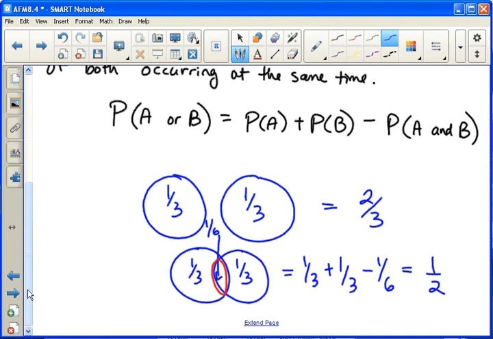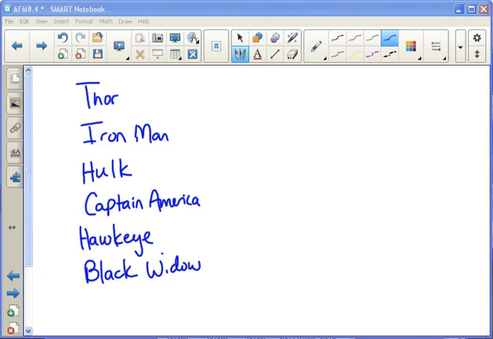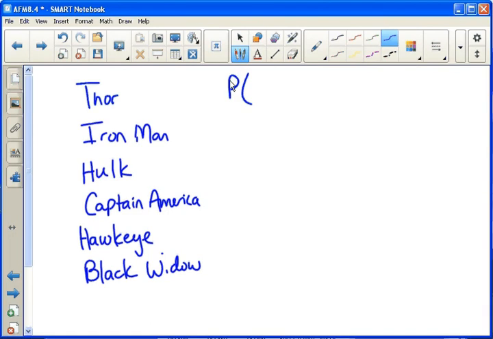So let's think about the Avengers for a second. Forgive me if you're not very familiar with these, but I hope this example will land for most of you. If we just talk about these 6 Avengers, superheroes, Thor, Iron Man, the Hulk, Captain America, Hawkeye, and Black Widow. Let's say we're choosing one of these Avengers at random, and we want to know the probability of choosing someone with 2 names or one who actually has superpowers.